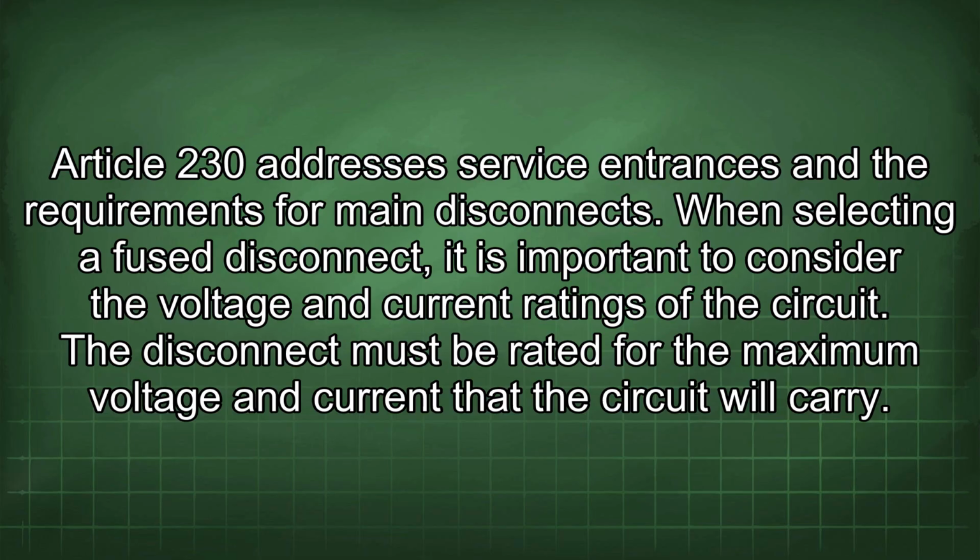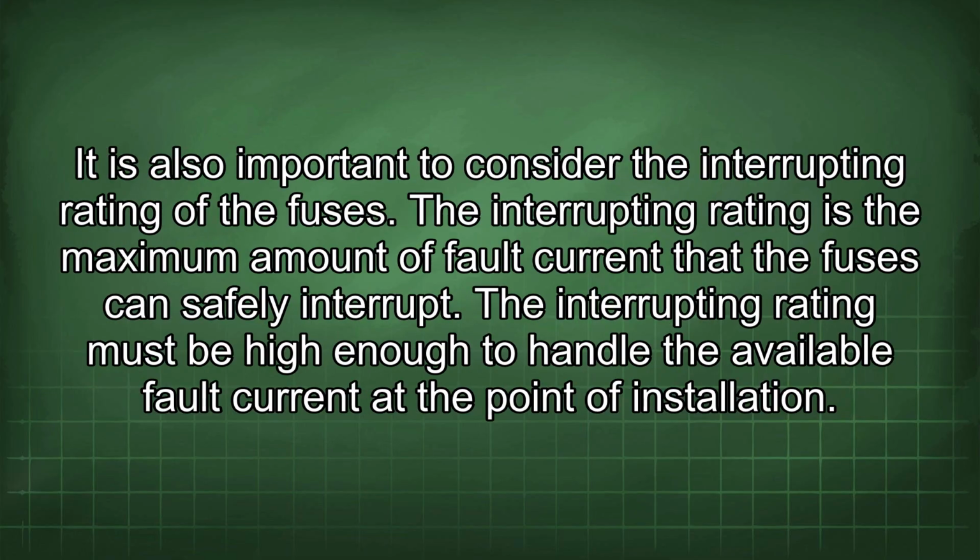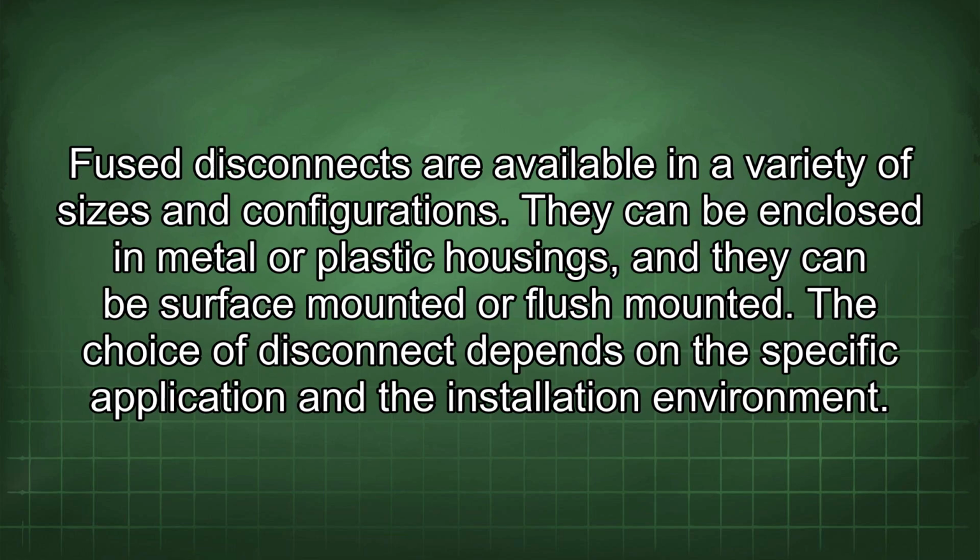When selecting a fuse disconnect, it is important to consider the voltage and current ratings of the circuit. The disconnect must be rated for the maximum voltage and current that the circuit will carry. It is also important to consider the interrupting rating of the fuses. The interrupting rating is the maximum amount of fault current that the fuses can safely interrupt. The interrupting rating must be high enough to handle the available fault current at the point of installation. Fuse disconnects are available in a variety of sizes and configurations.